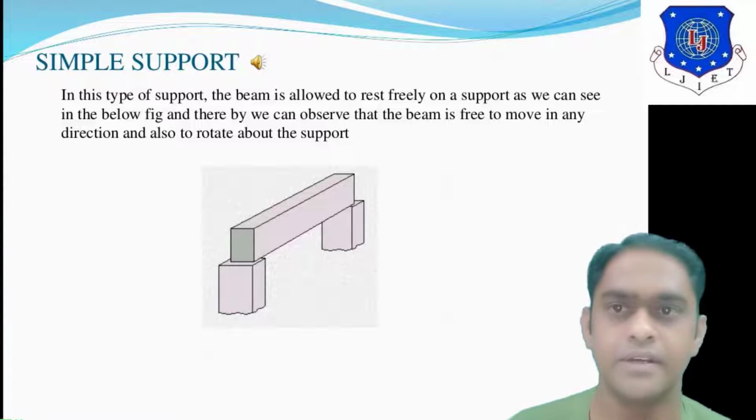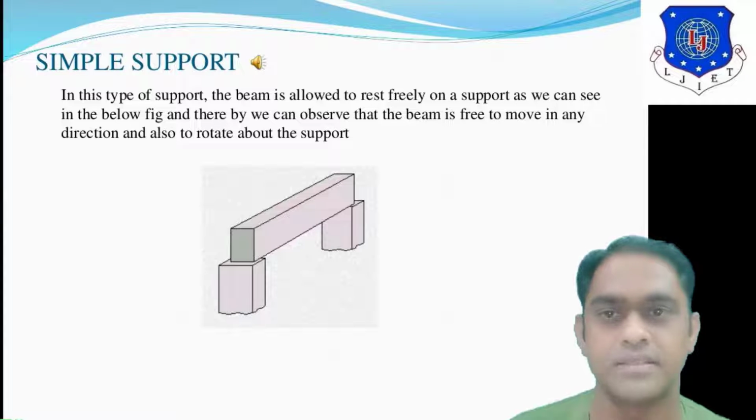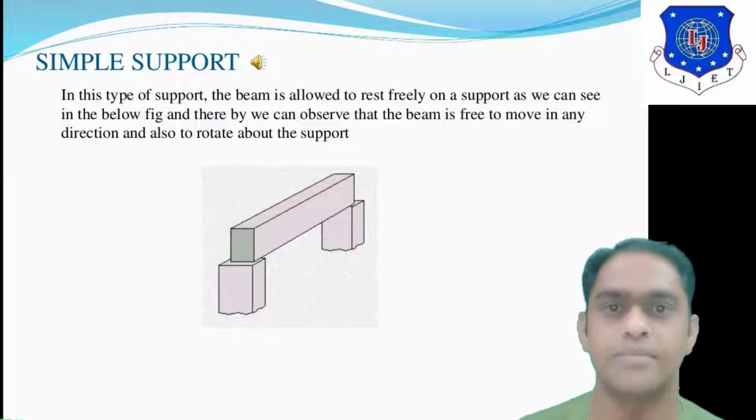Let us go ahead. Simple support. Second one is simple support. In this type of support, the beam is allowed to rest freely on a support, as we can see in the below figure, and thereby we can observe that the beam is free to move in any direction and also to rotate about the supports.